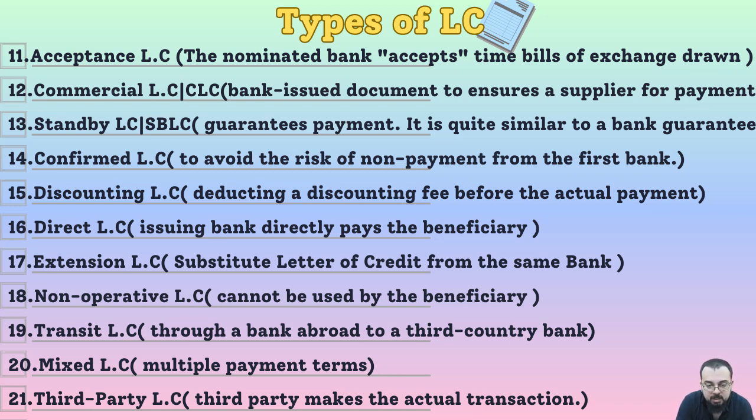This is exactly what we learned about negotiation LC. In this case, the advising bank can pay the amount on which they agree to the exporter after deducting a discounting fee before the actual payment by the importer. Direct pay LC: a letter of credit where the issuing bank directly pays the beneficiary and then asks the buyer to repay the amount. Sometimes people use direct pay LC instead of at sight.